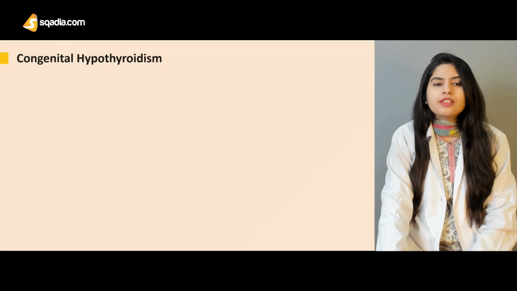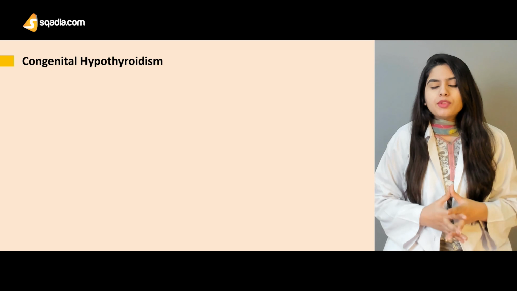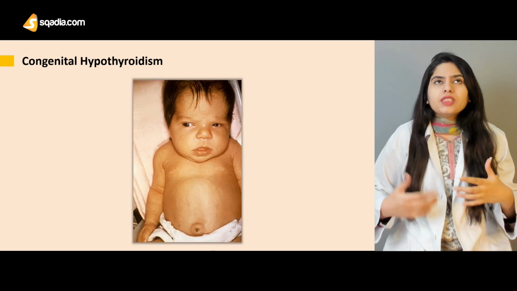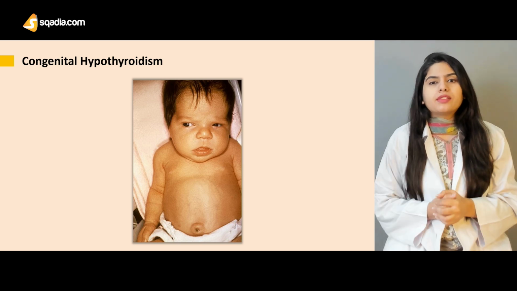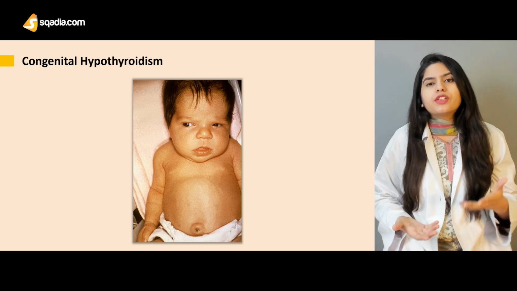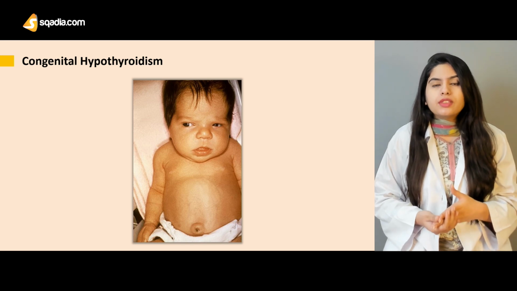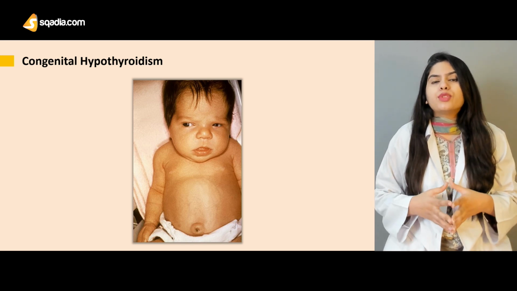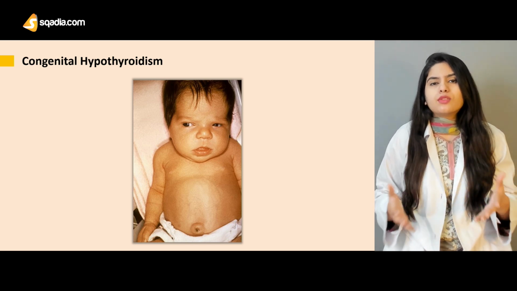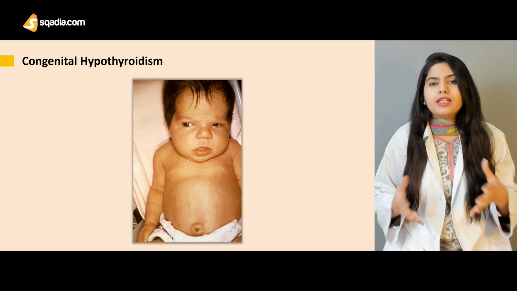Then again, the next cause of hypothyroidism is congenital hypothyroidism. Congenital hypothyroidism, as the name indicates, is inherited and due to some developmental defects. Mostly, during the first trimester, the baby does not get enough iodine from the mother, or there is iodine deficiency that leads to developmental disorders, and this is also known as cretinism. So cretinism is another name for congenital hypothyroidism.